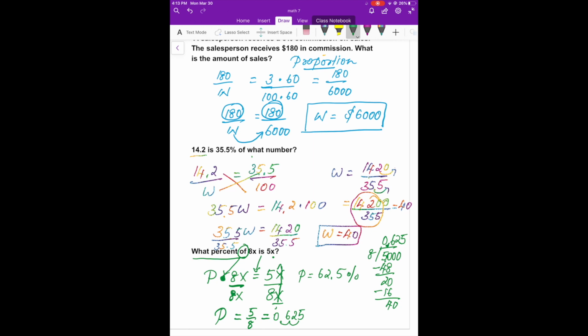So does that make sense? 62.5% of 8x is 5x. That is more than half. 50% of 8x is 4x because it's half, and 5x is a little more than that. You can do proportion also on this: 5x over 8x is equal to p over 100, and you will do that problem. Hope you understand this lesson.